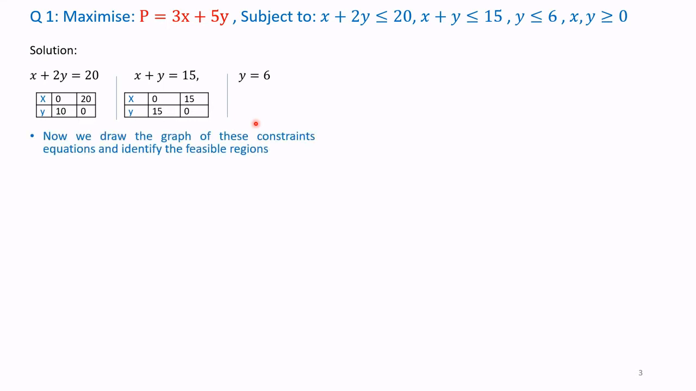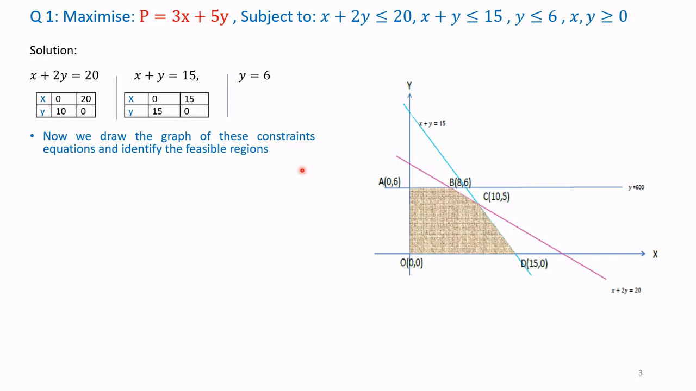Now we draw the graph of line x plus 2y equal to 20, x plus y is equal to 15 and y is equal to 6. So there will be 3 lines. These are called the constraint equations and they identify the feasible region. So let us draw the graph. Graph is to be drawn very carefully. Please take a graph sheet, scale and a pencil and mark all the points along with me. Because of time constraint, I am showing the whole graph. I will give you step by step how to draw the graph.